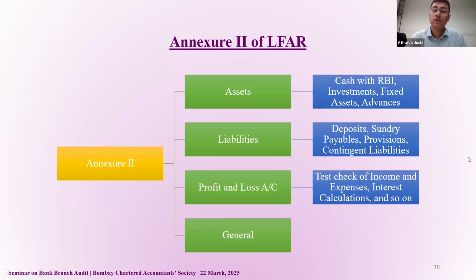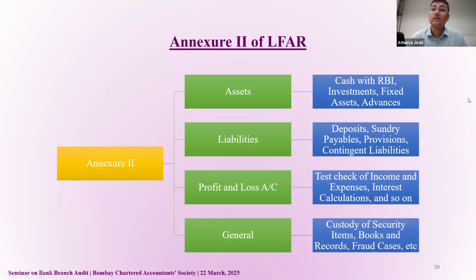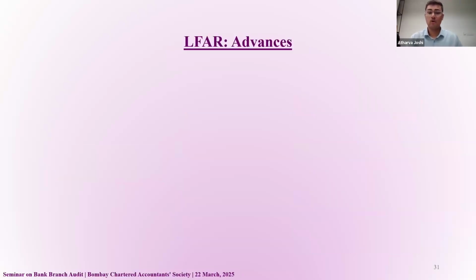Moving towards the general information in Annexure number 2, that is in regard to cases where the bank has securities of the borrower, whether the custody of the security like gold and bullion is held under joint custody of 2 or more branch heads, whether books and proper records are maintained by the branch, whether there are any fraud cases reported against the branch or by the branch, and so on. So let us now move on to advances in regard to LFAR.